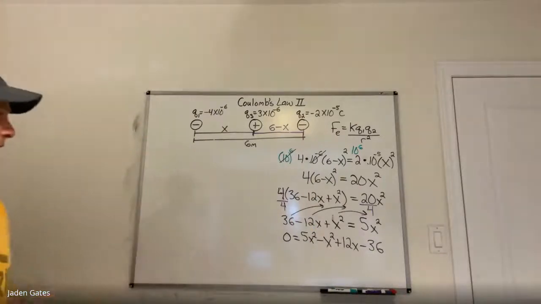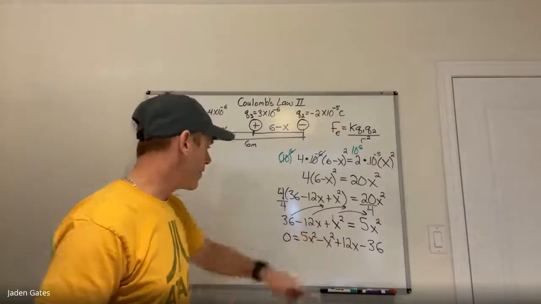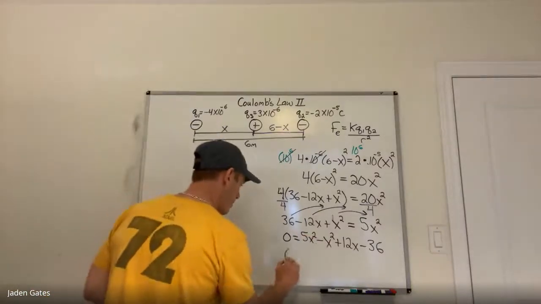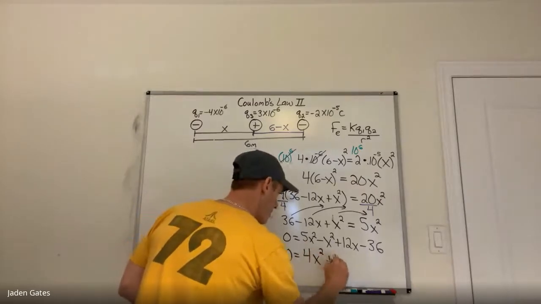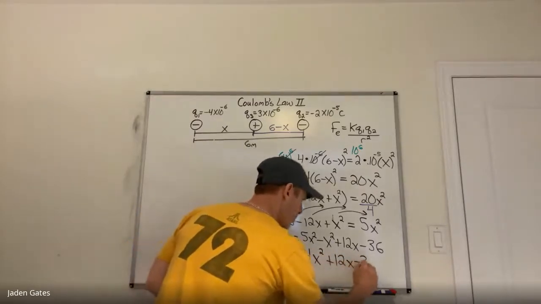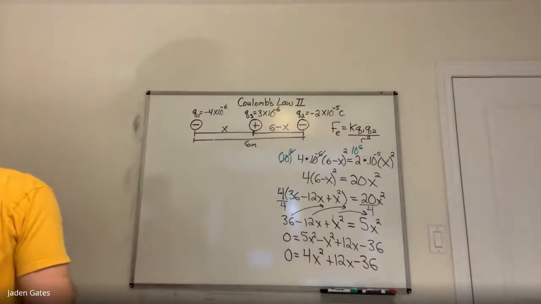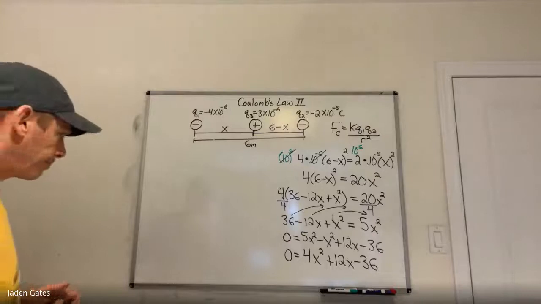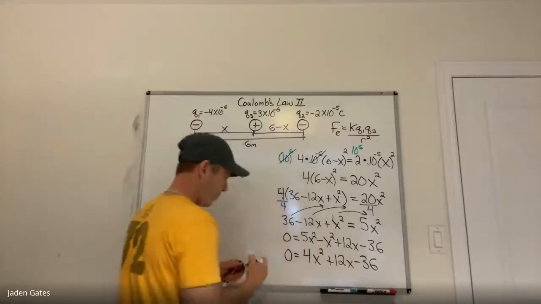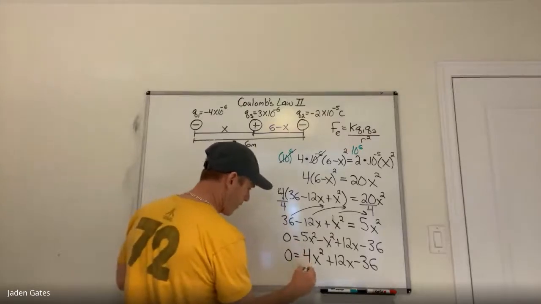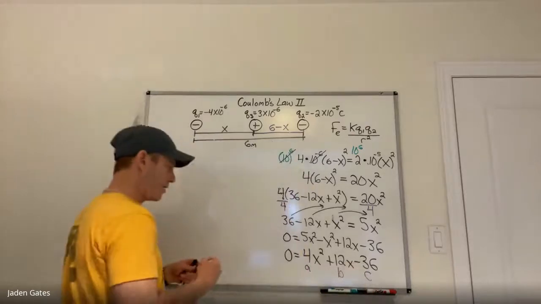All right, now the last step before I use my quadratic formula is I've got 5x squared minus x squared. That's a 4x squared plus 12x minus 36. All right, so now I've got my quadratic formula. I'm going to substitute in here. Your A is always your term in front of the x squared, B is always your term in front of the x, and C is your number at the end.